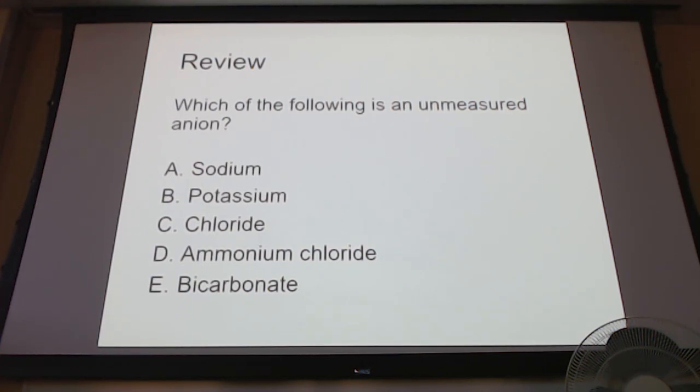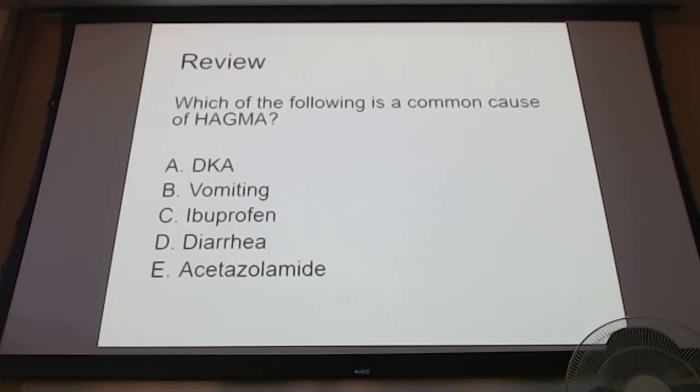Charlie? Delta? Delta. Think about it. Which one of these doesn't show up on a metabolic panel? Ammonium chloride. A. Pretty straightforward, right?